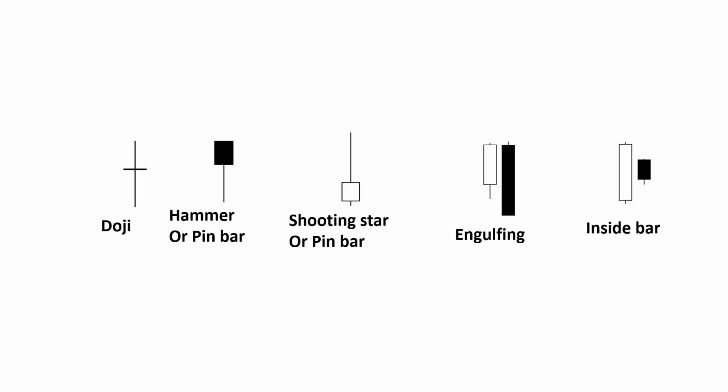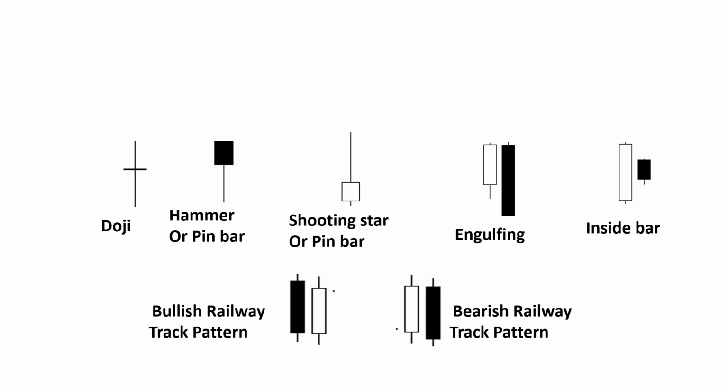Another popular reversal pattern is the bearish and bullish railway track pattern. A bearish or bullish railway track pattern has the first candlestick bullish or bearish and the second candlestick turned to bearish or bullish, as the case may be. The fact that there's a sudden change from bullish to bearish or bearish to bullish candlestick should be a good indication that there might be a change in trend coming up very soon if you see it at support or resistance levels.